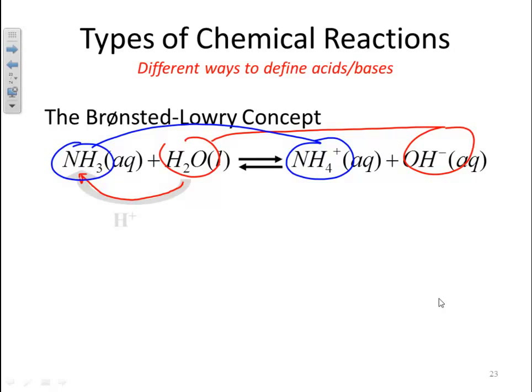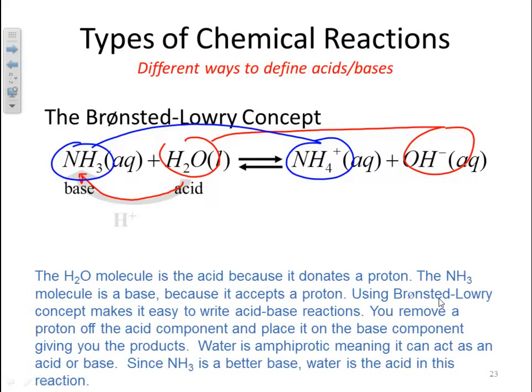So by Brønsted-Lowry definition, since ammonia is gaining a proton, it is a base. And in this case, water is the acid because it is giving up the proton. The water molecule is an acid because it donates a proton, and the ammonia molecule is a base because it accepts a proton. Using Brønsted-Lowry concept makes it easy to write acid-base reactions. You remove a proton off the acid component and place it on the base component, giving you the products.